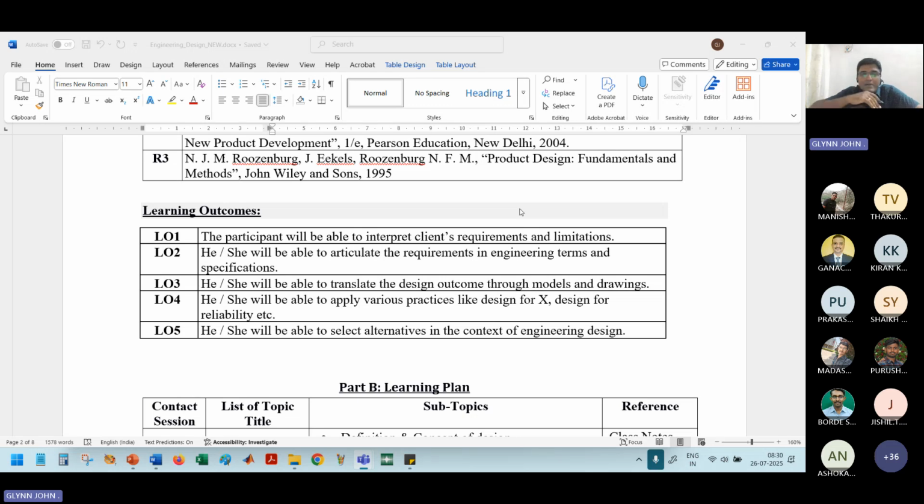So now, after going through this course, after studying this, writing all the exams, doing all the assignments well, right, you will be able to interpret your client's requirements and limitations. Right now, somebody is coming up with some requirement, you will be able to understand that, right? So you'll be able to interpret the customer's requirements. Now you will be able to understand those requirements, and you will be able to communicate that to your team. Then you will be able to develop engineering specifications.